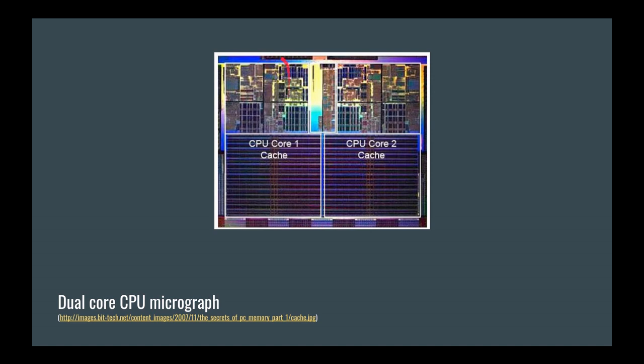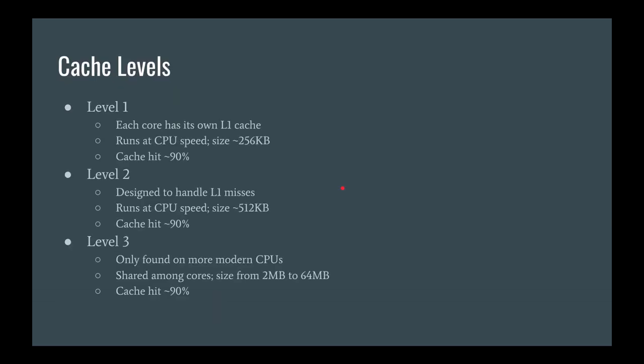Up here on the top portion, we have the two CPU cores themselves, and then all of this area down here on the bottom, that's purely for the cache for each of those cores. There are 3 levels of cache. Level 1 is the lowest level. It is closest to the CPU. It used to be on separate chips. Now it's integrated into the actual core where the CPU is. That was what we just saw in the last picture.